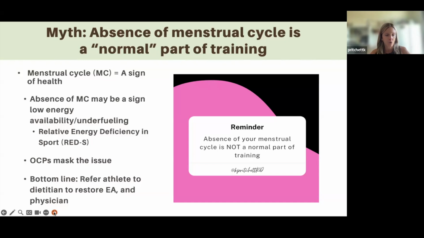I also want to bring up oral contraceptives or birth control. Putting an athlete on birth control to correct this is not correcting the issue, it's masking the issue. So we don't actually know if the athlete is truly getting enough energy or menstruating because they're on this hormonal birth control. So bottom line, it's important to refer the athlete to a dietitian to restore energy availability, and to a physician who's knowledgeable in this area of athlete health.